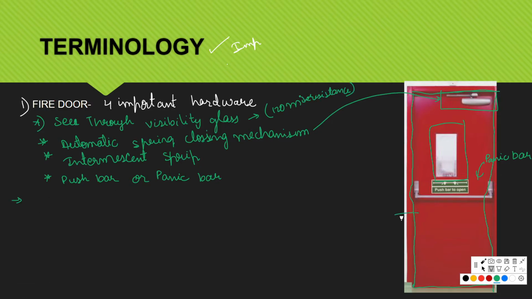The door which we are using for a fire exit should be a fire resistant door with a minimum of 120 minutes fire resistance, almost 2 hours of fire resistance. And this door should be provided along the means of egress.